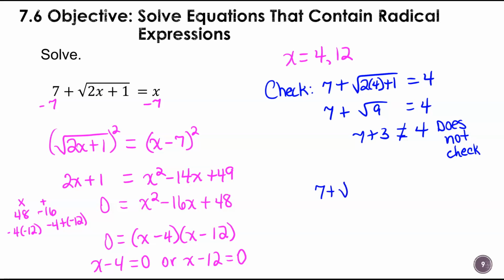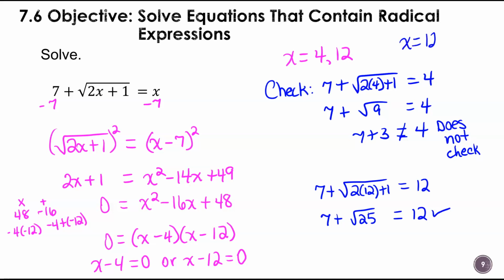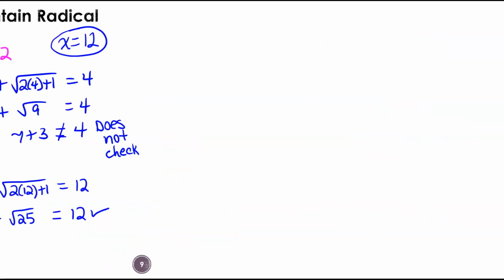So 7 plus the square root of 2 times 12 plus 1 equals 12. So 7 plus the square root of 25. So 7 plus 5 equals 12 is true. So my solution is x equals 12, right? We have to discard the 4 because it didn't check. That's, remember, called an extraneous solution.